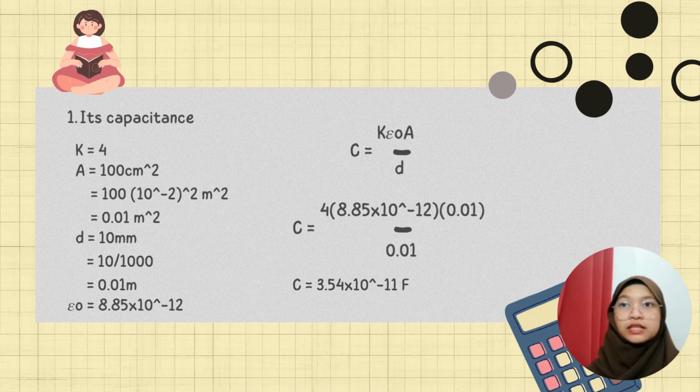We can use the formula that we were given just now, which is C equals K epsilon naught A divided by d. Then we use the formula and insert all the information we were given. C equals 4 times 8.85 times 10 to the power of negative 12 times 0.01 divided by 0.01. And the capacitance is 3.54 times 10 to the power of negative 11 farad.